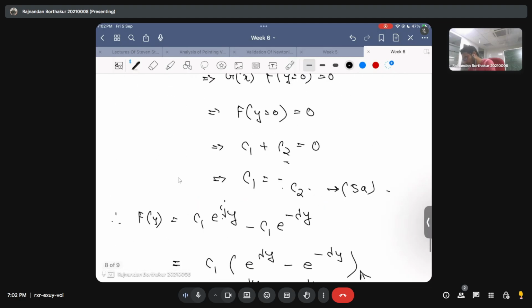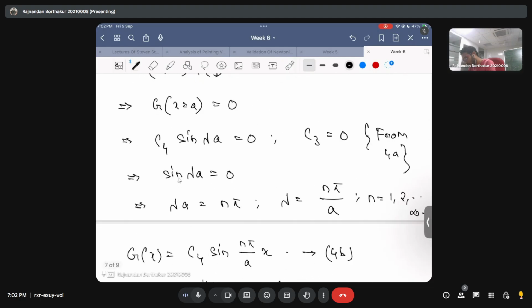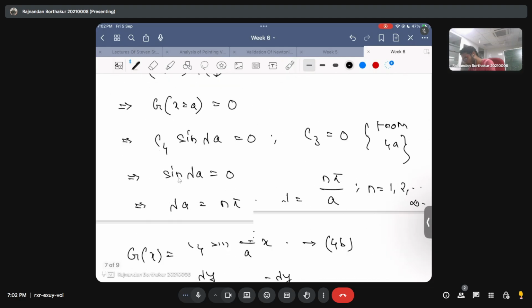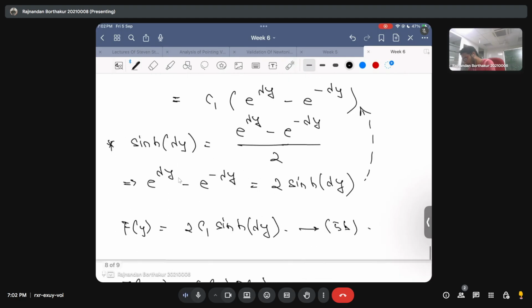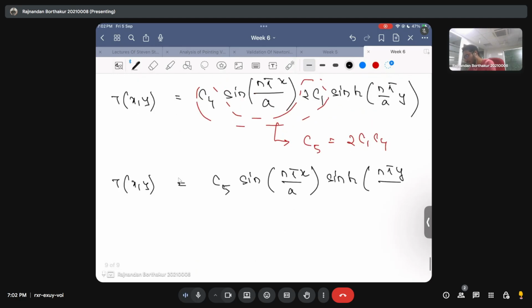I think I made a mistake here in the y boundary condition. Or no, maybe, okay, I guess it's fine. Anyways, so this is just sine hyperbolic n pi y by a, basically.